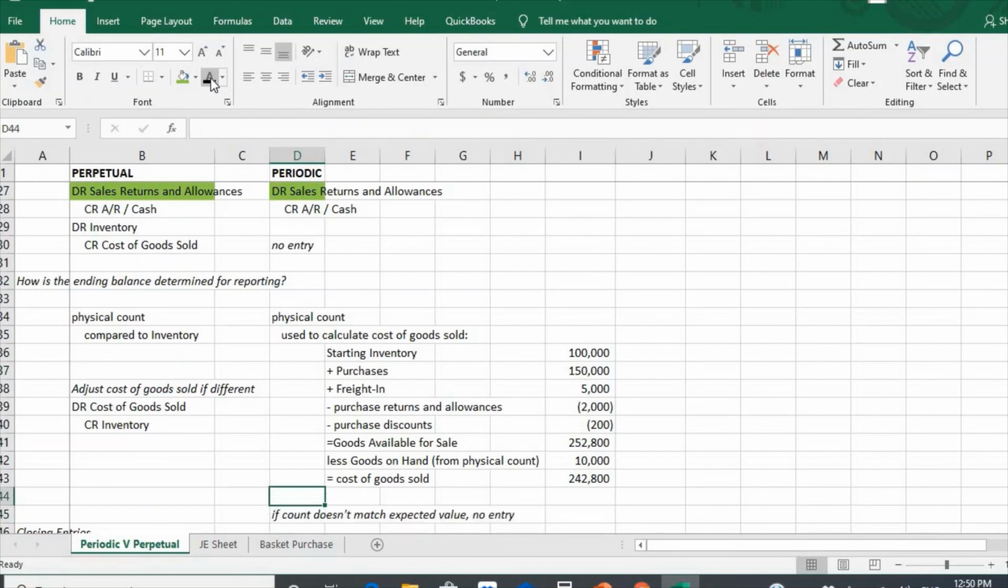If the count doesn't match what you thought would be on hand, it makes no difference, because remember, we're using that count to determine the cost of goods sold. So that means this entry is sort of baked into the physical count for the periodic system.